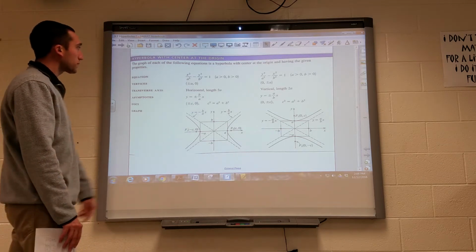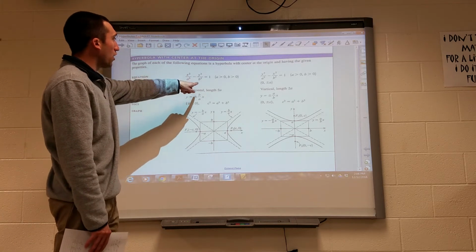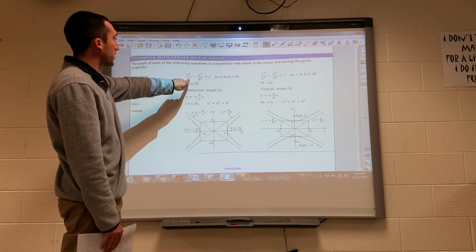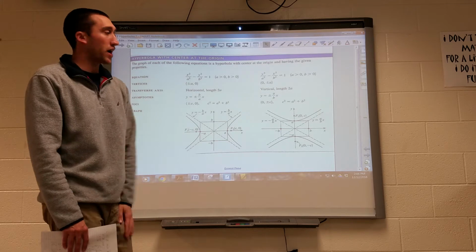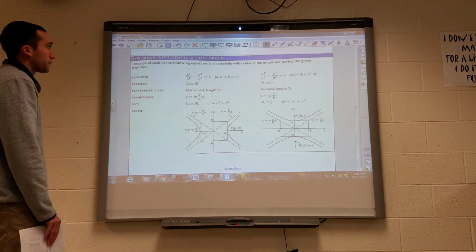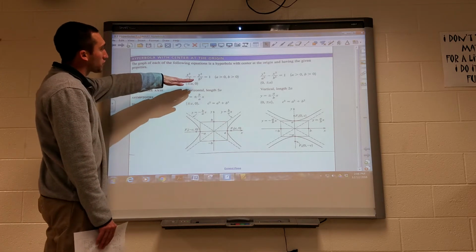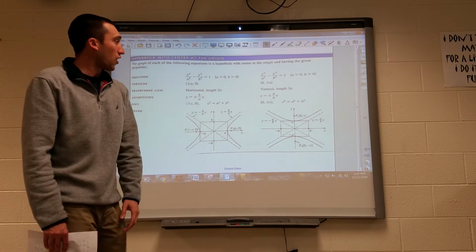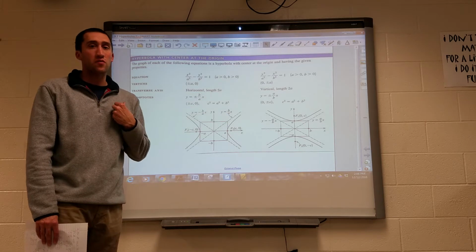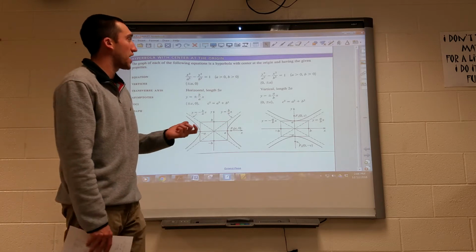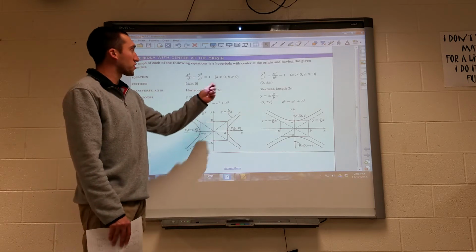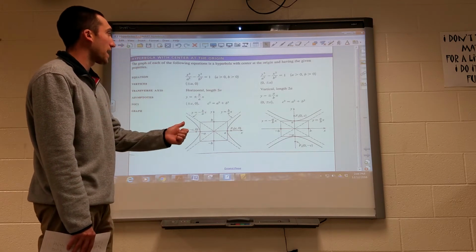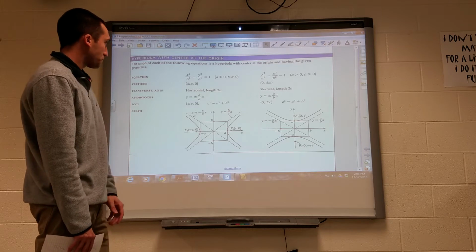Important things to note here. We know it's a hyperbola versus an ellipse when we have x squared over a squared minus y squared over b squared. Also note that the a squared is always under the positive variable. So in hyperbolas, it doesn't matter which variable is bigger, or which denominator is bigger. It matters which one's with the positive variable. So that's how you know your a and your b.